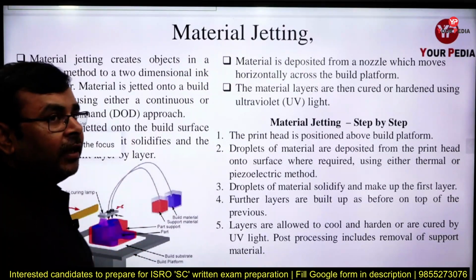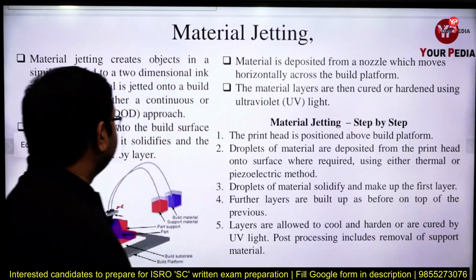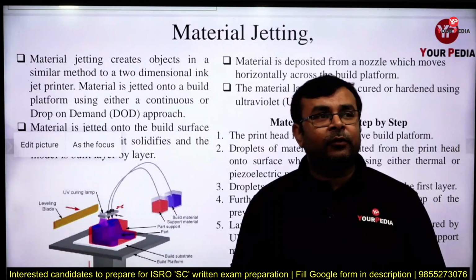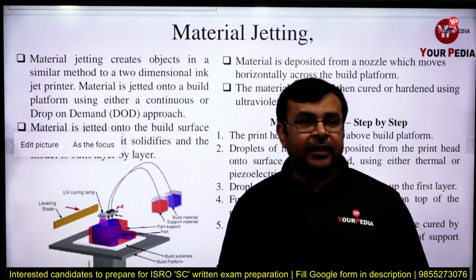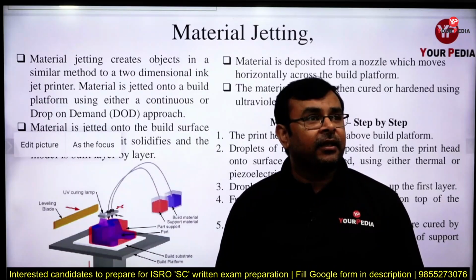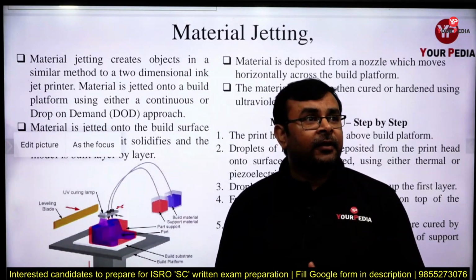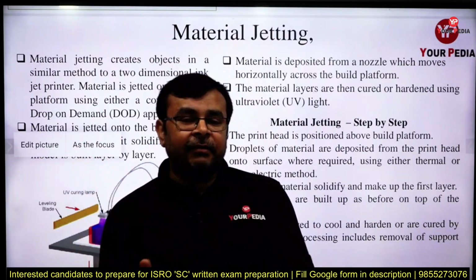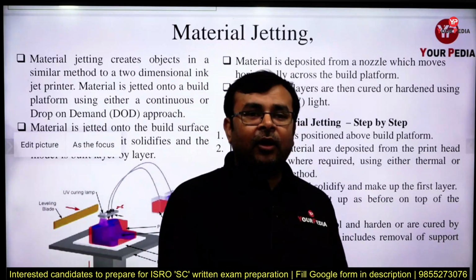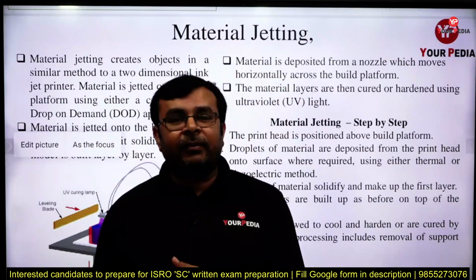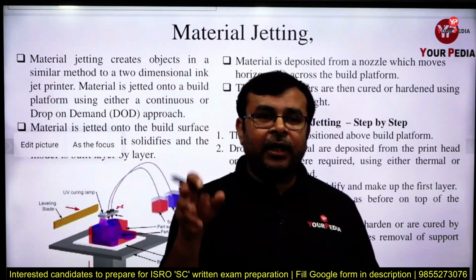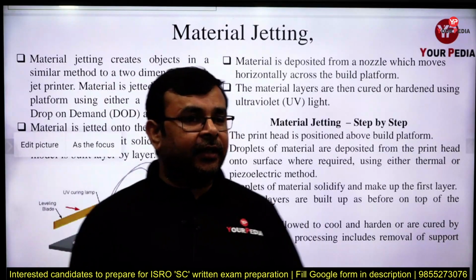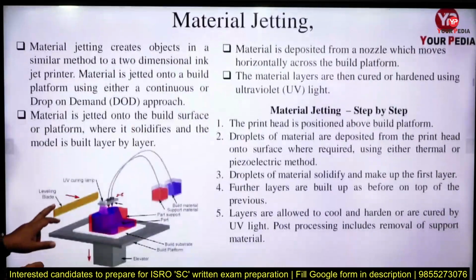This is another class of additive manufacturing process, and in the material jetting process you can see here, we create an object in a similar manner to a two dimensional inkjet printer, correct. It is based on the principle of inkjet printer. Material is jetted onto the build platform using either a continuous or drop on demand method. Either the material can be provided continuously, or it depends upon the drop on demand, meaning wherever the material is required you provide the material, and the rest of the part you do not provide the material. Is it clear? So material is provided on the basis of requirement.